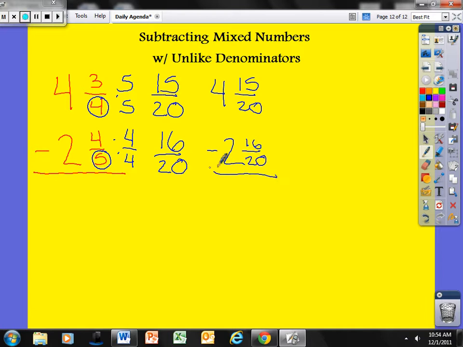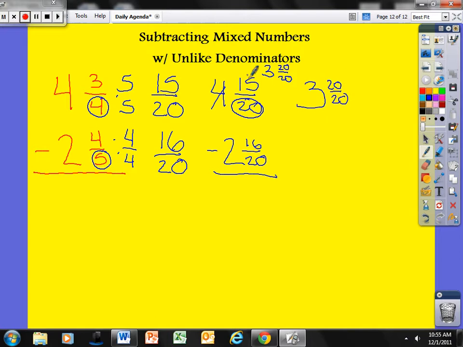I've solved one problem, but I've made another problem. I cannot subtract 16/20 from 15/20. So I must rename this 4. When I rename it, I still want it to equal 4, but because my denominator here is 20ths, that means I have 4 whole parts, but each part is divided into 20 different pieces. So I can rename this as 3 and 20/20, because this is still 3 wholes plus 20/20 is 1 whole. 1 whole plus 3 is 4.